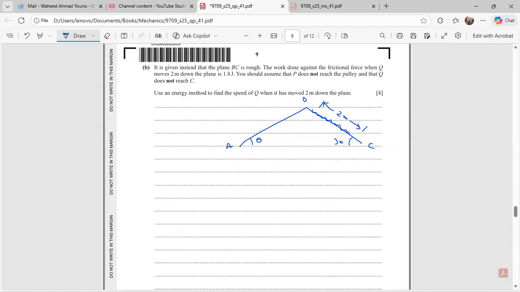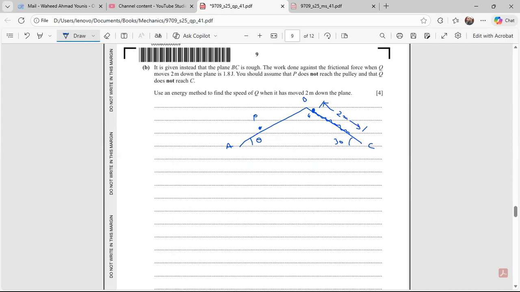So when Q was here and P was here, this is P, this is Q, right? And the system was stationary. So there was no potential or kinetic energy in the system. Now this Q moves 2 meter down the slope. So it has lost some potential energy, right? And that loss of potential energy is equivalent to the gain in the potential energy of P and the kinetic energy of the system and the work done against the friction. All is coming from the loss of potential energy of Q.